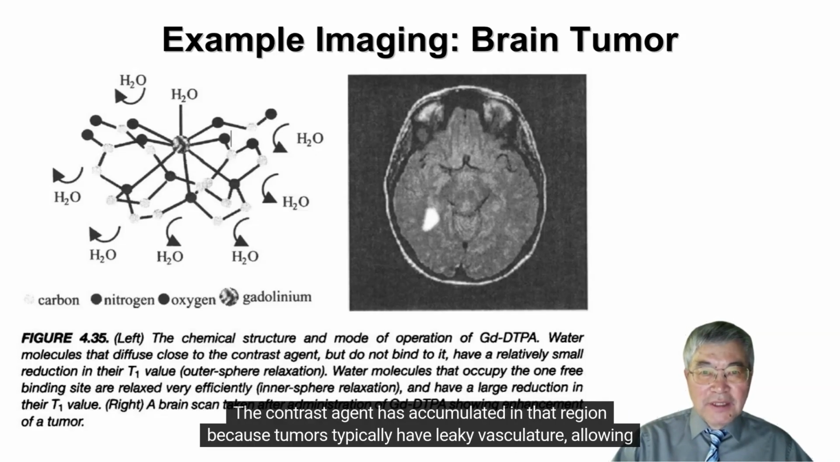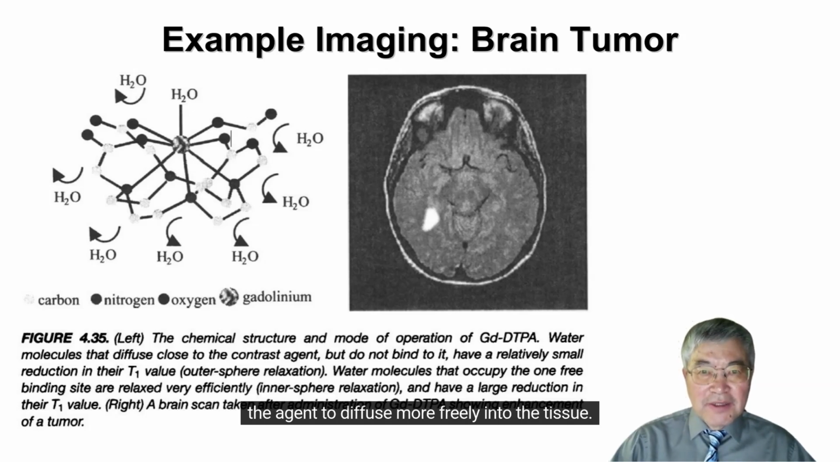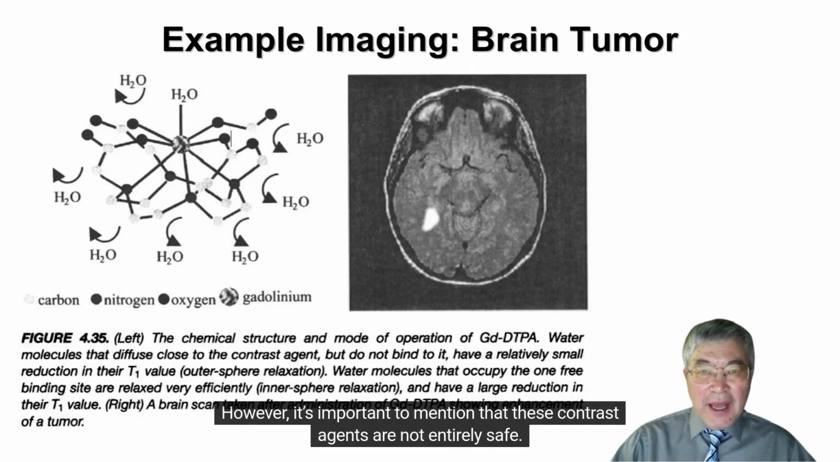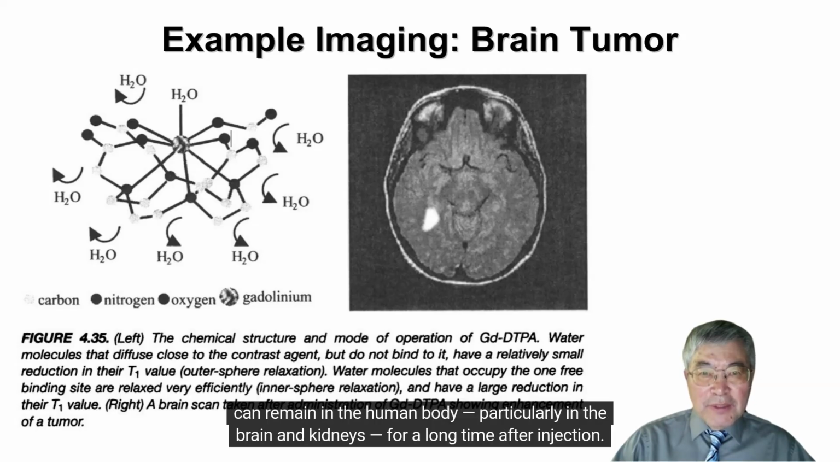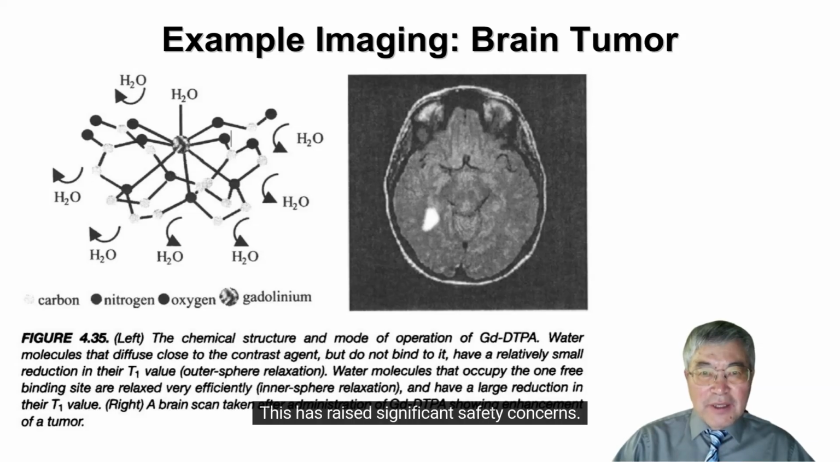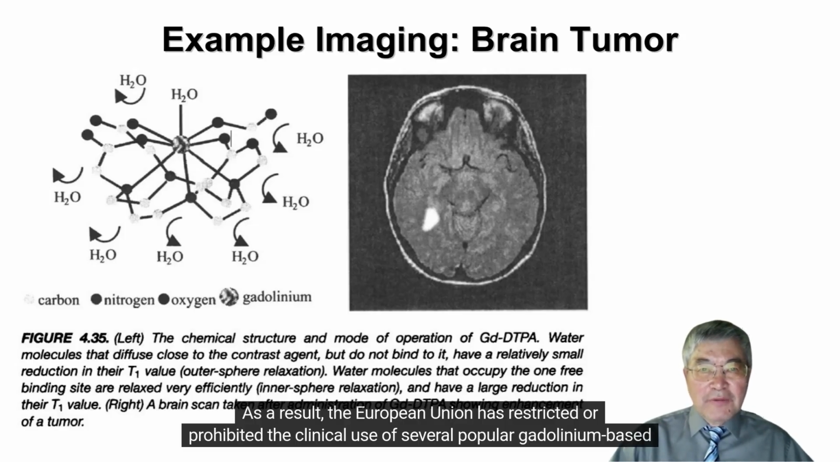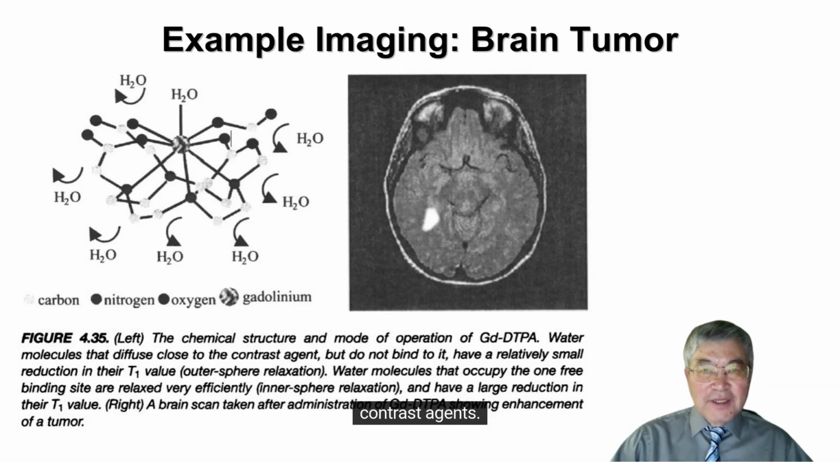The contrast agent has accumulated in that region because tumors typically have leaky vasculature, allowing the agent to diffuse more freely into the tissue. However, it's important to mention that these contrast agents are not entirely safe. Although gadolinium is held within a chemical cage, studies have shown that residual traces of gadolinium can remain in the human body, particularly in the brain and kidneys, for a long time after injection. This has raised significant safety concerns. As a result, the European Union has restricted or prohibited the clinical use of several popular gadolinium-based contrast agents.